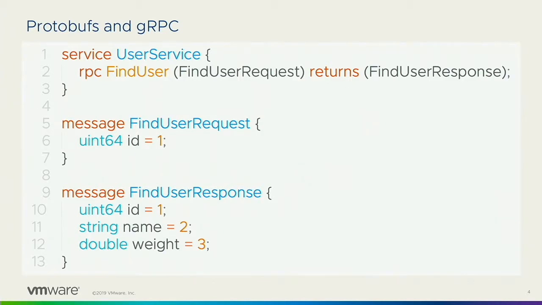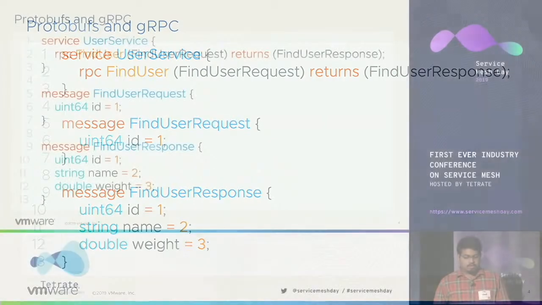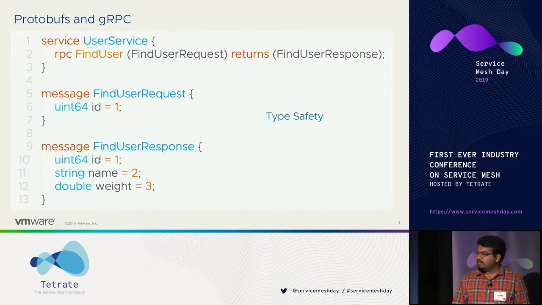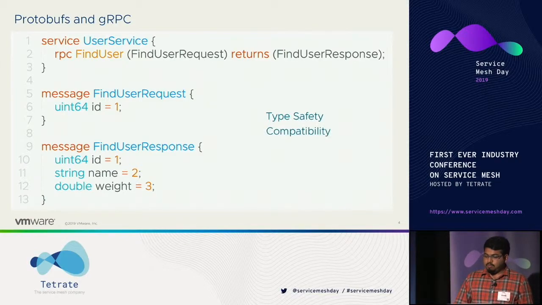And if we implement the same API using protobufs, this is what it would look like. We have a service named user service. We have a function called find user, which takes a find user request object as input and returns a find user response object as output. And both of these messages have strongly typed fields within. So you get type safety, and protobufs gives you forward and backward compatibility.